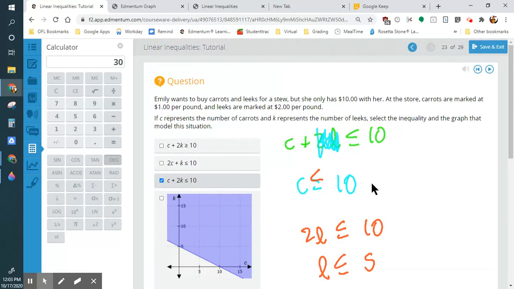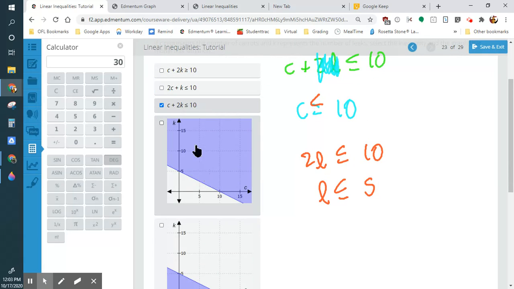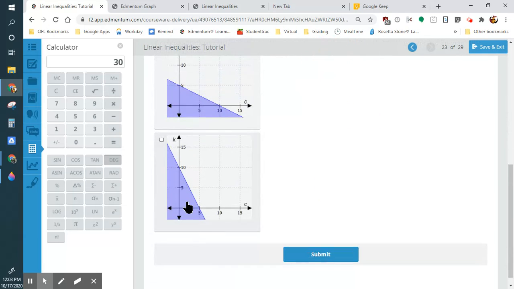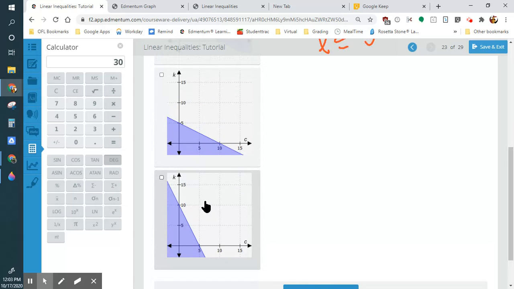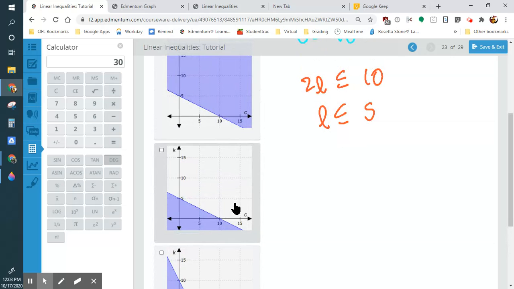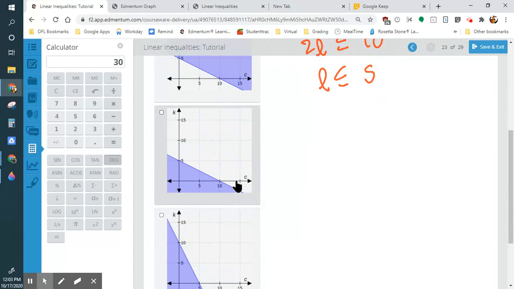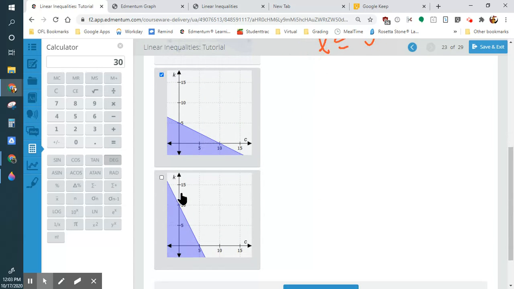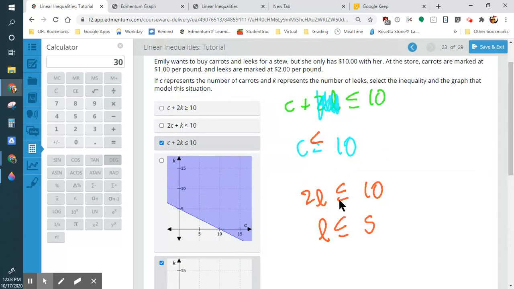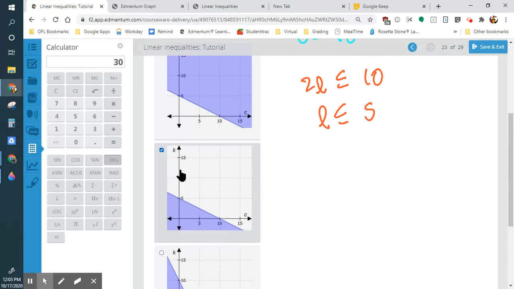So first of all, we're going to shade down because she can't spend money she doesn't have. If she starts spending money here, that's wrong. So we know it's one of these two. Now, here's the problem. We need to know what we're talking about. If we're talking about carrots, carrots can go all the way up to 10. So this looks right. If we have carrots here and leeks here, that's right. We can't have 10 leeks. We can only have 5. So this is our only option.